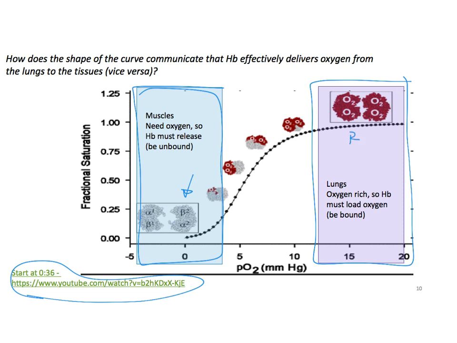This is the R state. This is the T state. Again, those are dependent on oxygen concentration. So as we increase oxygen concentration, we should move to the R state. As we decrease oxygen concentration, we should move to the T state. Why does that happen? Enthalpy and Le Chatelier's principle.